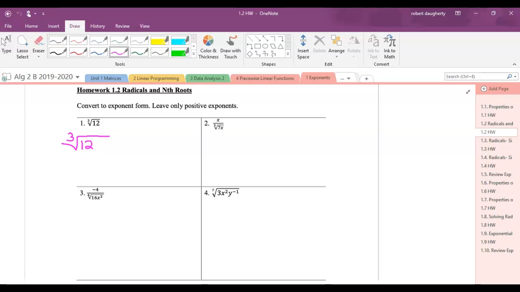Convert to exponent form. Okay, this just means this is 12 to the 1/3 power. That's what the cube root means. Okay, 12 to the 1/3 power.